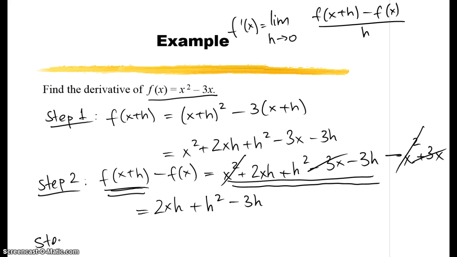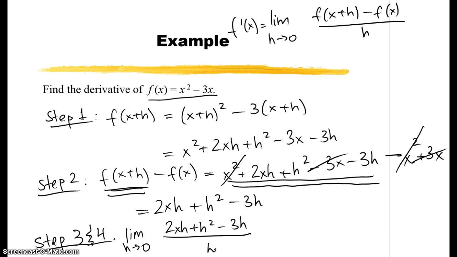In step 3, all I have to do is take this quotient and divide it by h. So I'm going to put step 3 and 4 together here, right? Essentially, I'm just taking the limit as h approaches 0 of this thing all over h. And what do you notice? In the numerator, there is an h that you could factor out because all the terms have an h in them. So this is h times 2x plus h minus 3, all over h. And I forgot to write limit as h approaches 0. Make sure not to make that mistake.